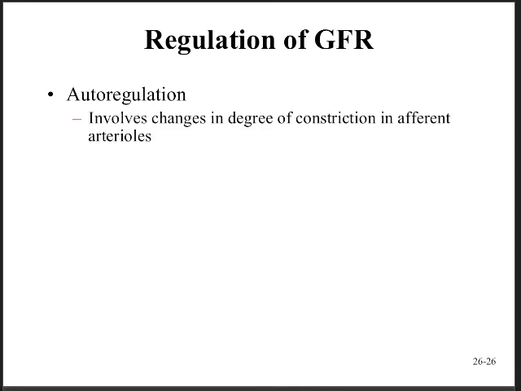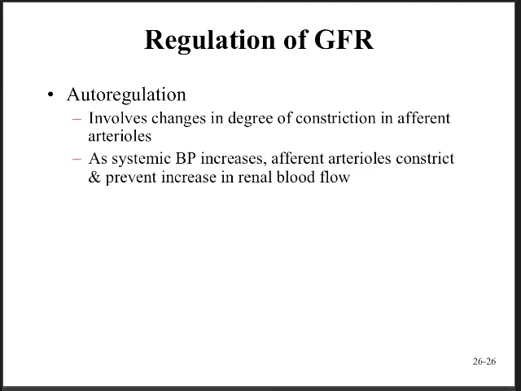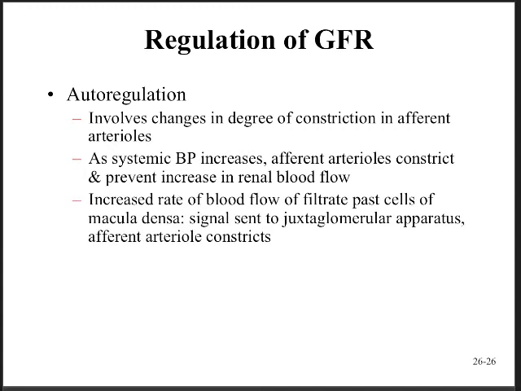Autoregulation involves changes in the degree of constriction of the afferents. As your systemic blood pressure rises, the afferents are going to constrict in order to bring the pressure down inside the glomerulus, right? Because if you've got more resistance to the blood flowing into the glomerulus, you're going to have less pressure in the glomerulus proper. The increased rate of blood flow of filtrate past the cells of the macula densa is a signal to the juxtaglomerular apparatus, causing the afferent arteriole to constrict.